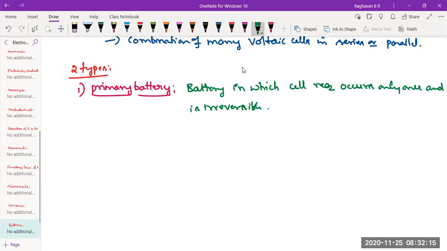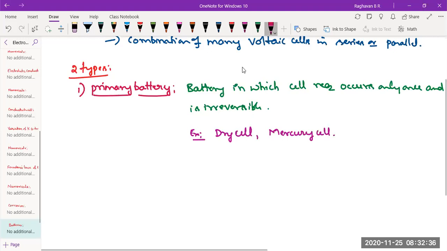The examples under primary battery that we need to study are the dry cell, or Leclanche cell, and also the mercury cell. These two examples.